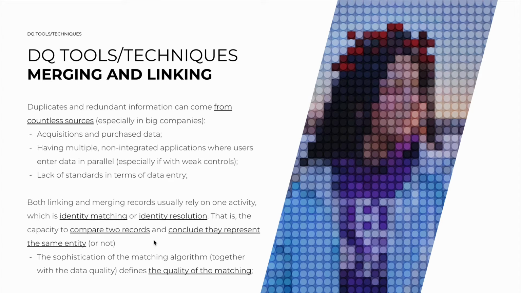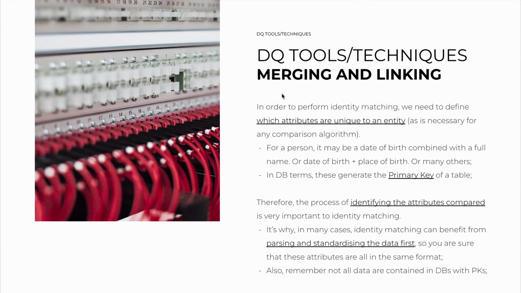So the criteria that you use for the matching defines how well you link and merge records. So let's pause for a second and dive into this with more detail. In order to properly perform identity matching, we need to define what attributes are unique to an entity.